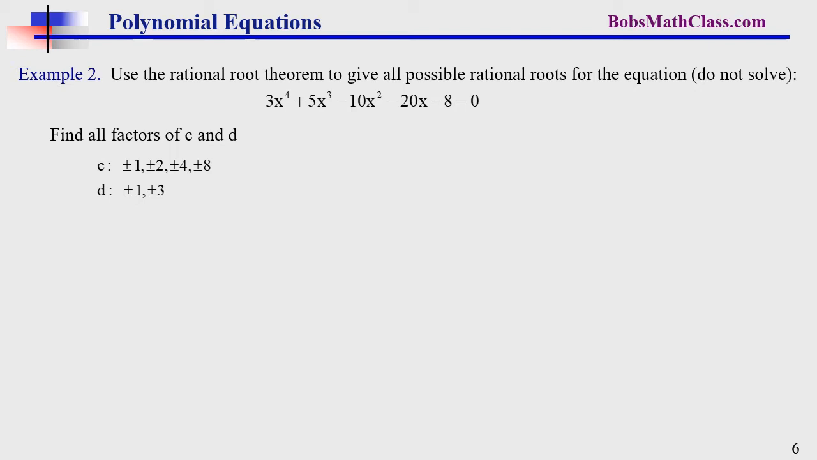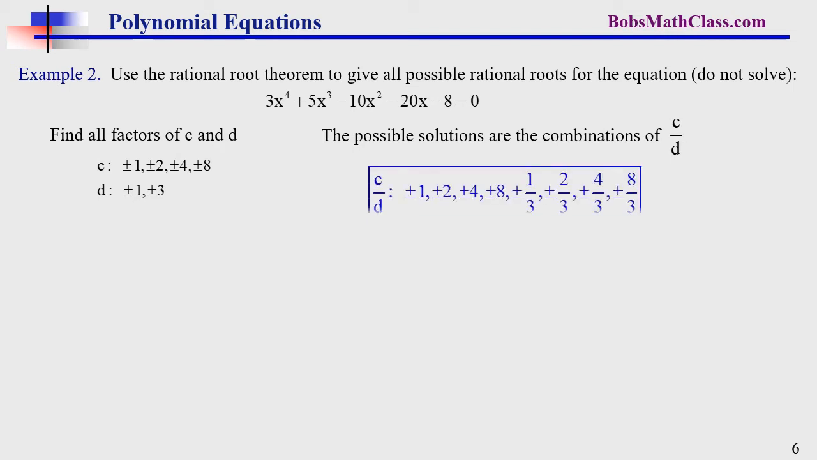So now let's list C over D. So we're doing the same thing we did last time. 1 over 1, 2 over 1, 4 over 1, 8 over 1. Then we move on to the 3: 1 over 3, 2 over 3, 4 over 3, and 8 over 3. None of these are repeats, or none of them reduce, I should say. So that's why we get all those possibilities. So plus and minus 1, 2, 4, 8, 1/3, 2/3, 4/3, 8/3.